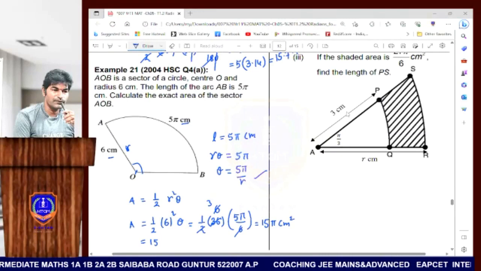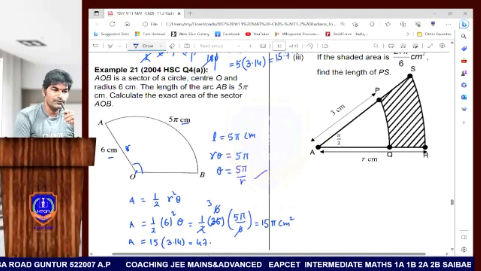So 15 into pi; we are not leaving that value. We are substituting the pi value as 3.14 to get the exact decimal value. He is not mentioning anything, but we have to write that. So multiply: 3 15s are 45, and 14 15s are how much? 47.1. So 47.1 centimeter square.